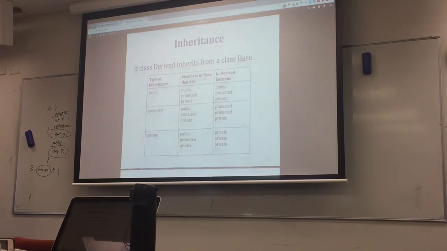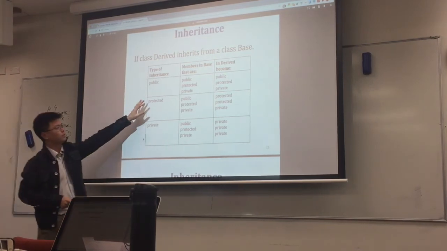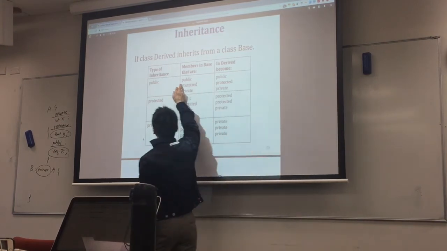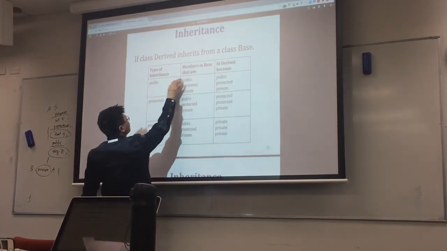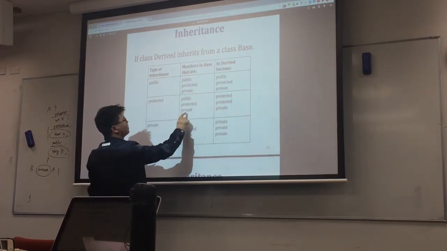All right, let's move on. So this is just a summary of what I just said. These values are just the minimum of these two values. Minimum of public and public is public. Minimum of protected and private is private.